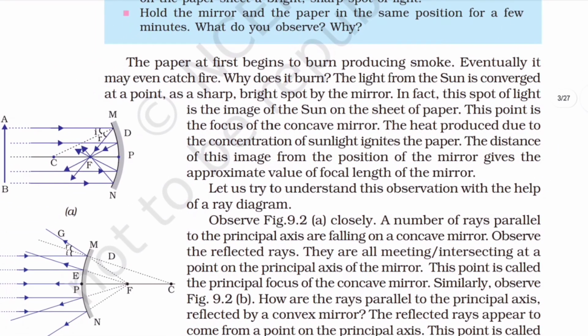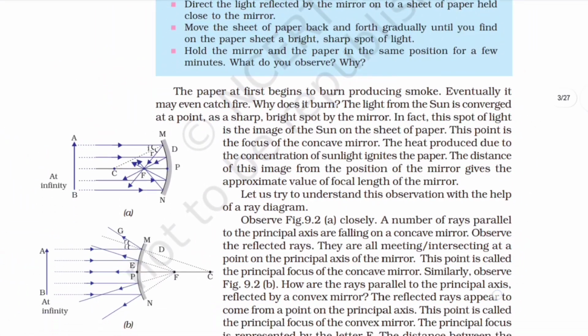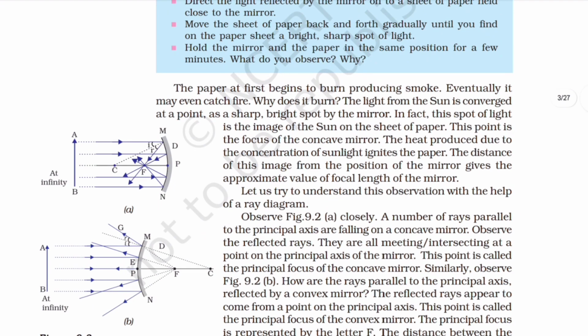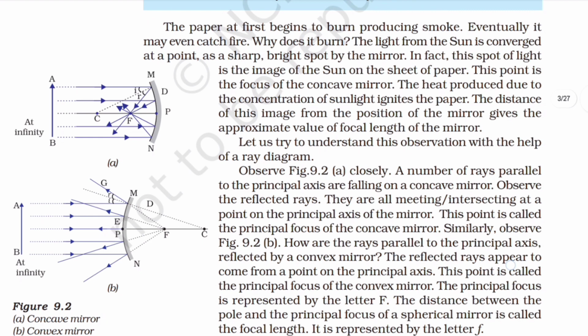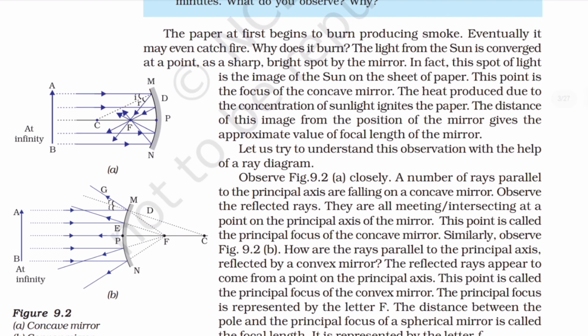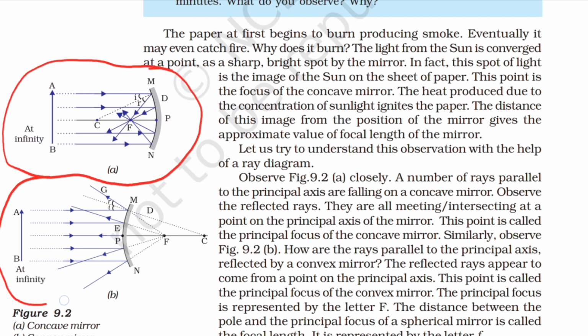Here a diagram is given of a concave mirror and a convex mirror. We will see that now. This is the concave mirror, this is the convex mirror. See the diagram. I will explain after that. I will explain the theory first.